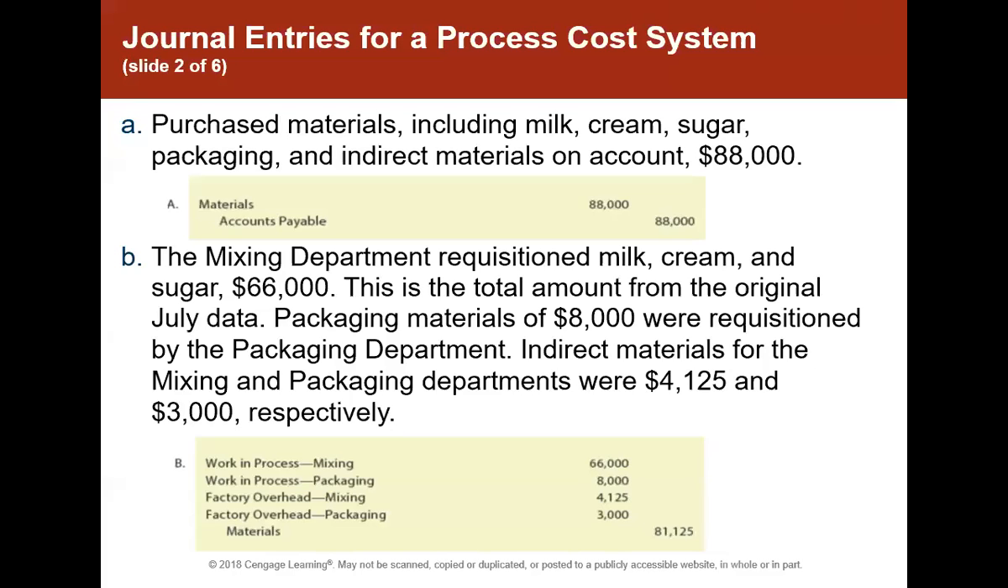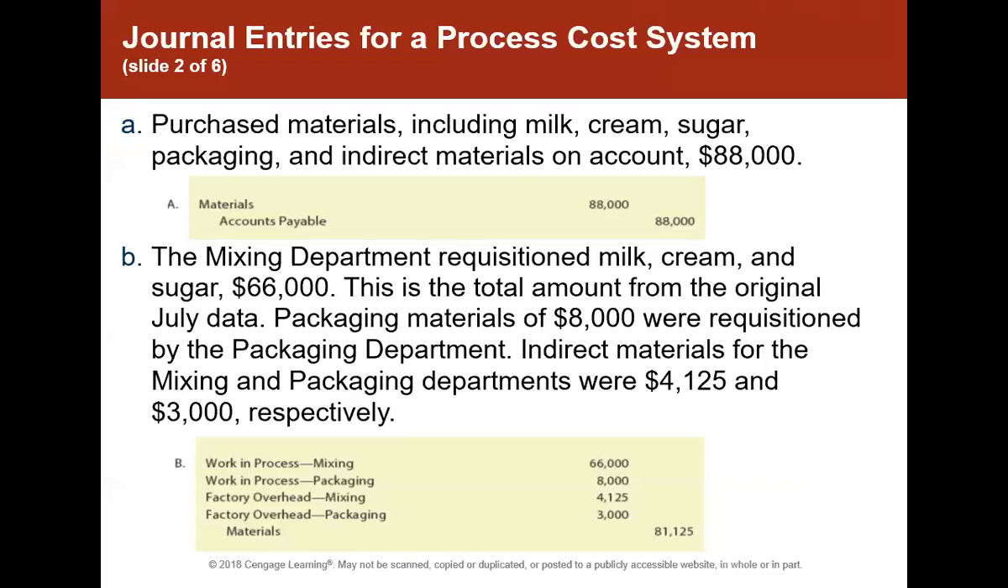But it says the mixing department requisitioned milk, cream, and sugar of 66,000. Well, that goes into the work in process mixing. So we're still adding materials into work in process. We're just saying specifically into mixing. And then materials of 8,000 were requisitioned by the packaging department. So work in process packaging, 8,000.